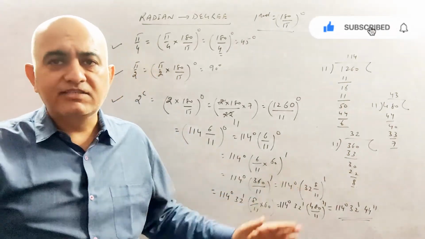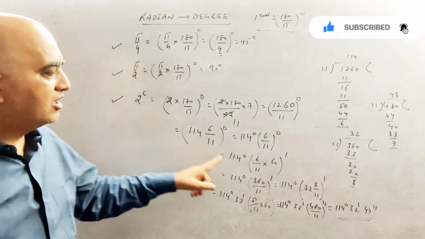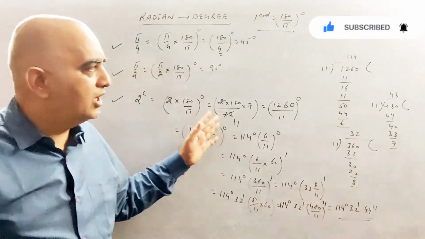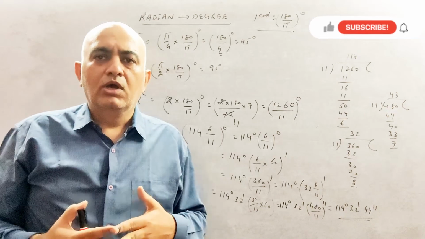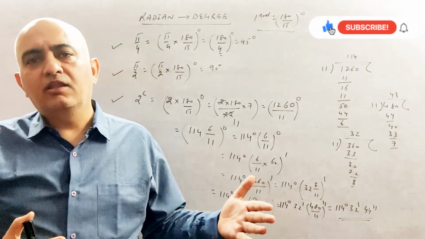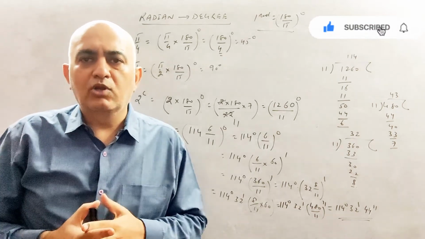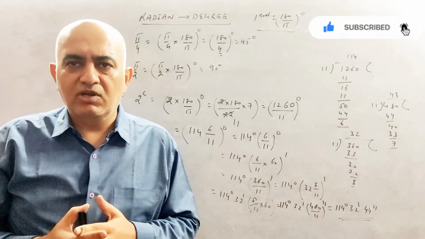It is not the exact value. So we can convert this radian into this format in terms of degrees, minutes, and seconds. So in this way, we can convert degree into radian measure and radian into degree measure. Okay, so this is our simple topic which is based on the measurement of the angle.